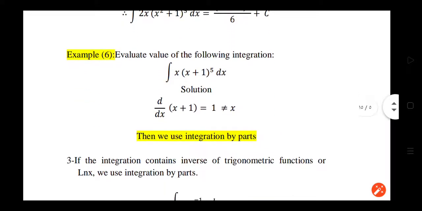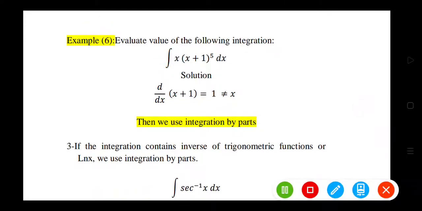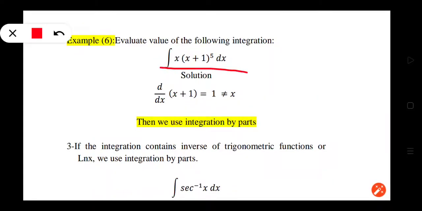Example 6. Integration x times bracket x plus 1 power 5, where d by dx for x plus 1 equals 1, not equal x. So the third key doesn't work. We must use integration by parts.